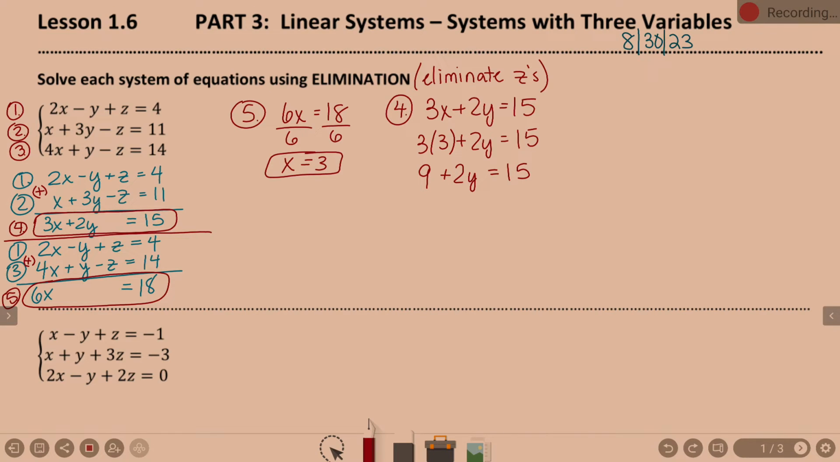What are we going to do with that 9? We're going to subtract the 9. 15 minus 9 is 6. And y is 3. Am I done? Yep.